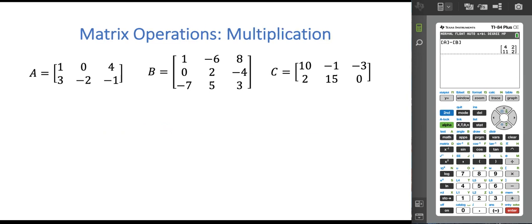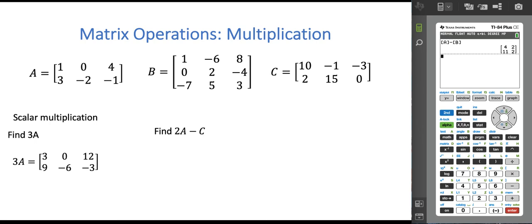Okay, let's turn our attention to multiplication now. In multiplication, there's two types of multiplication. The first example is one like this, where I want you to find 3 times a. This is called scalar multiplication. And you simply are going to take every element of a and multiply it by 3. So you get 3, 0, 12, 9, -6, and -3. Okay, that's how you do scalar multiplication.